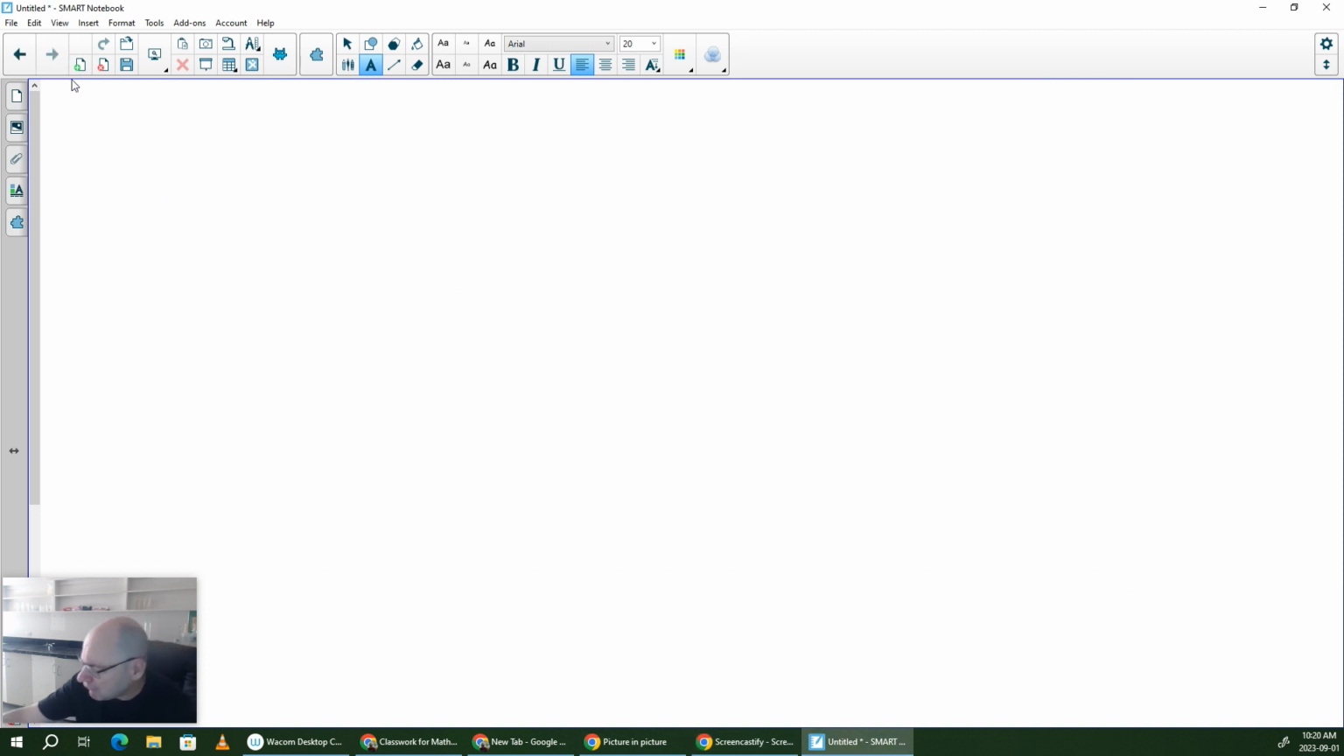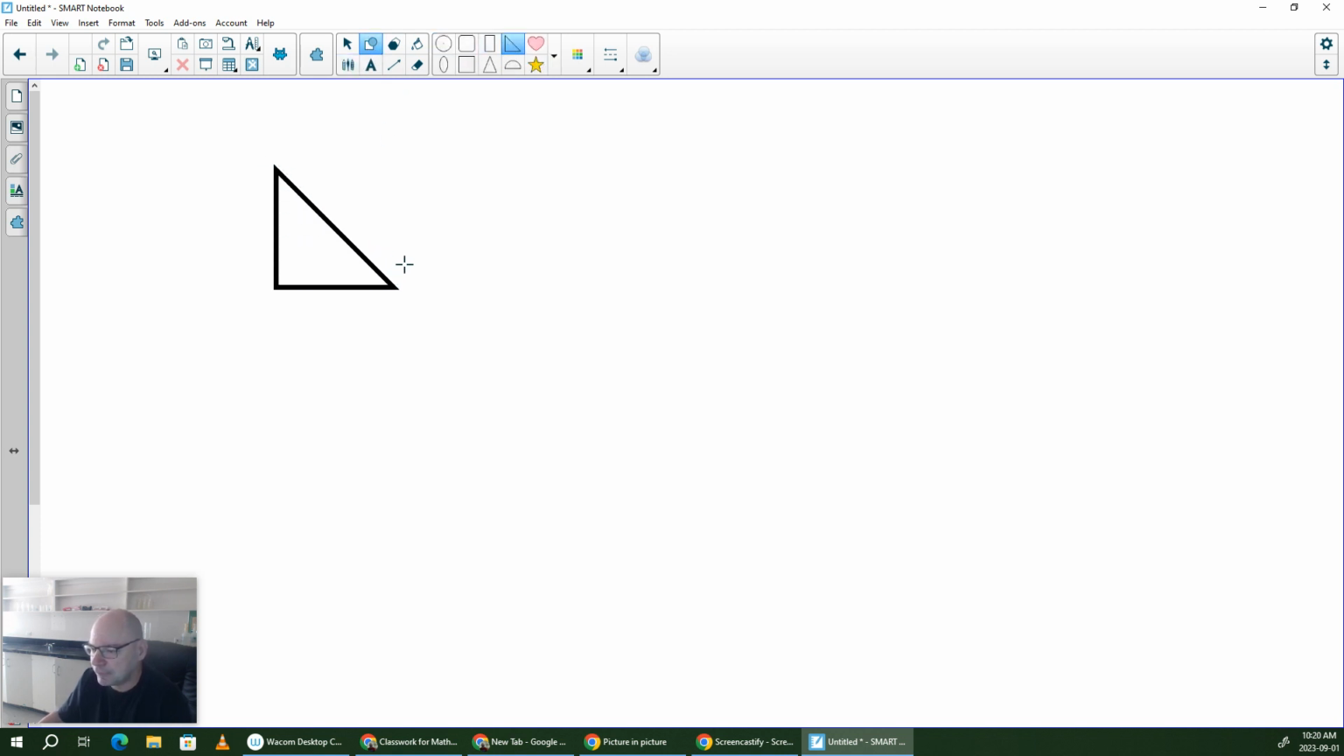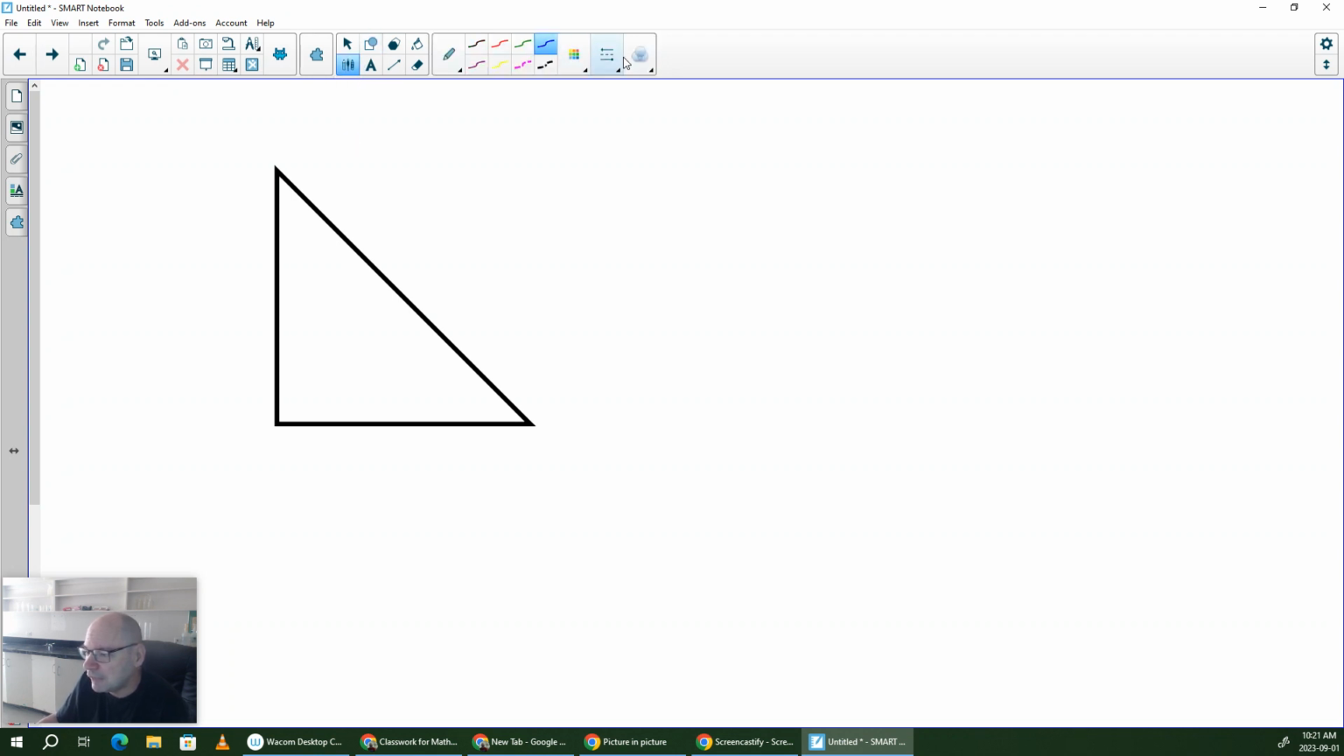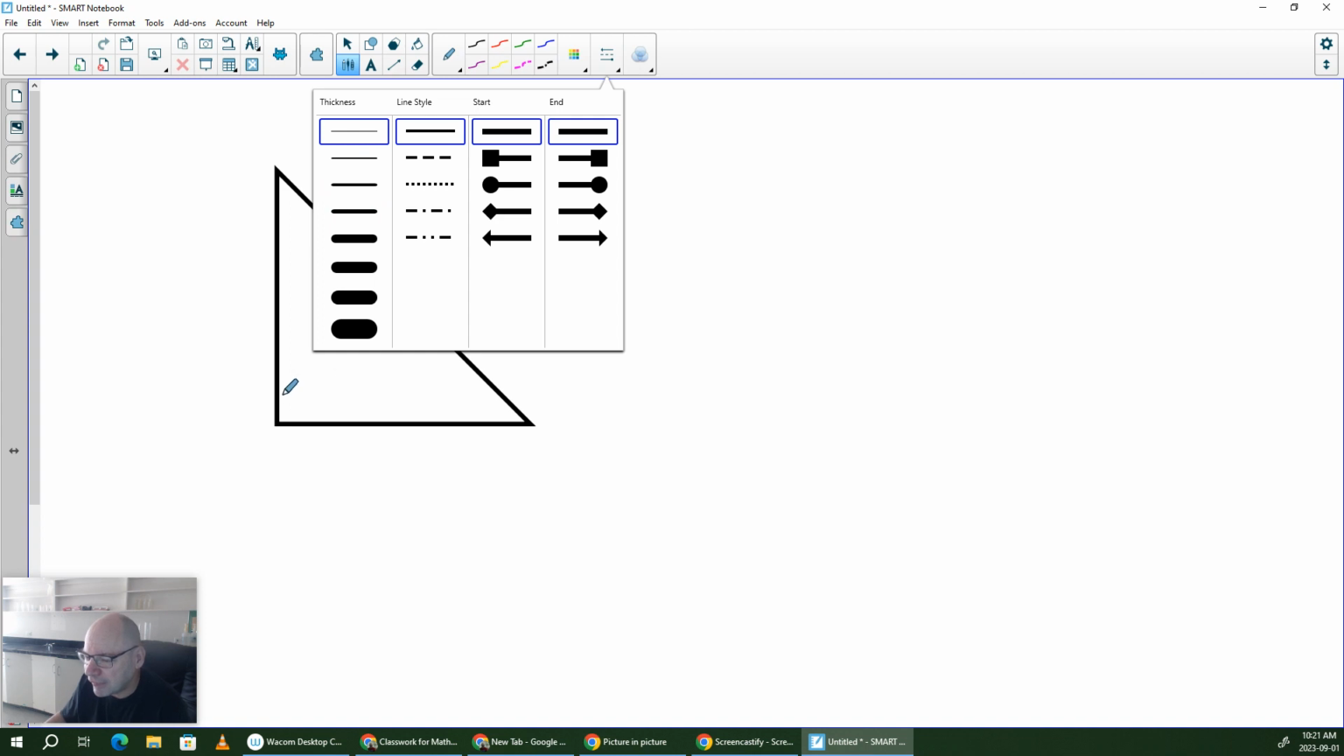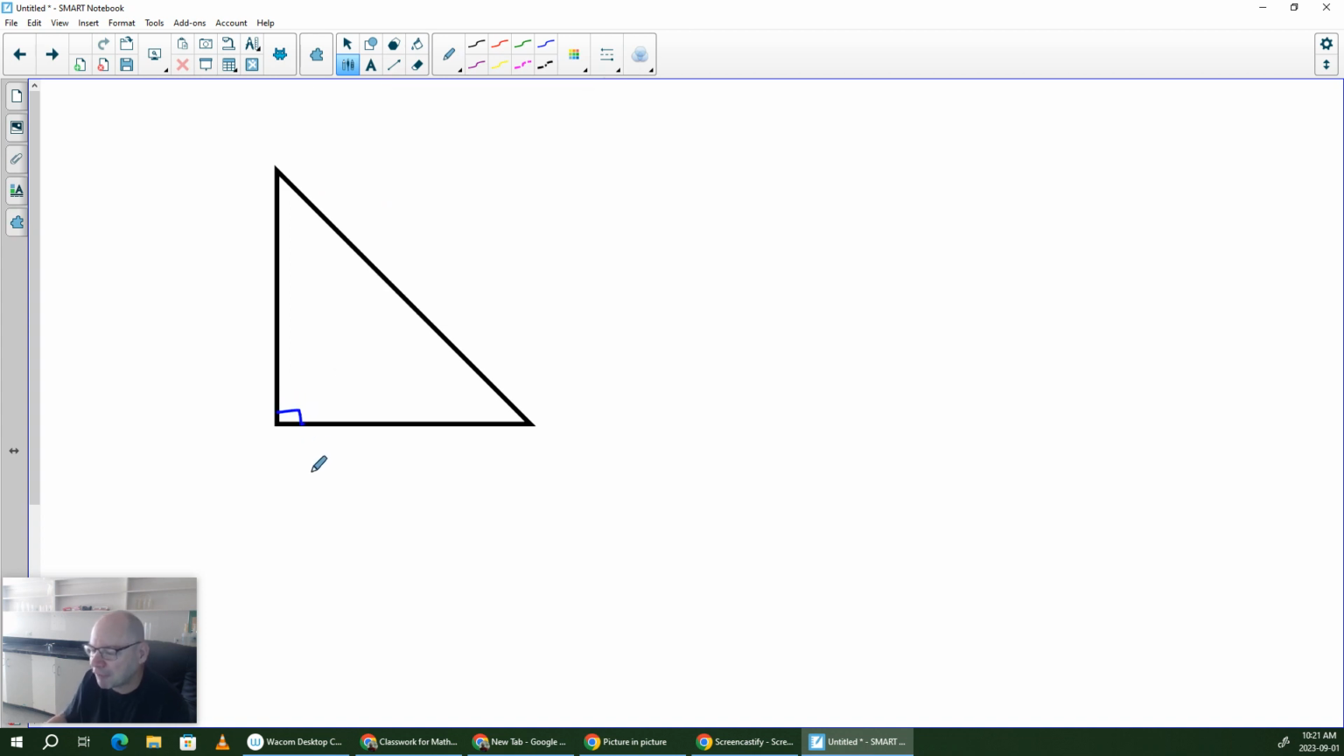Okay, so this is always a right triangle ratio. So the first thing we know is that we're looking at right triangles. If I were to make a triangle here, let's just make a right triangle using the shapes. This always has to do with a right triangle. So if we were looking at a right triangle, okay, and we put our right angle in there.